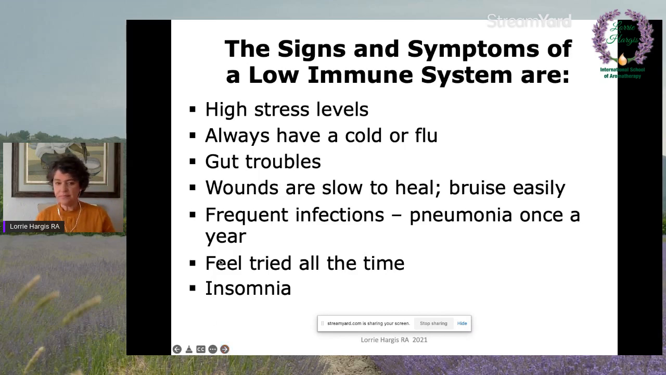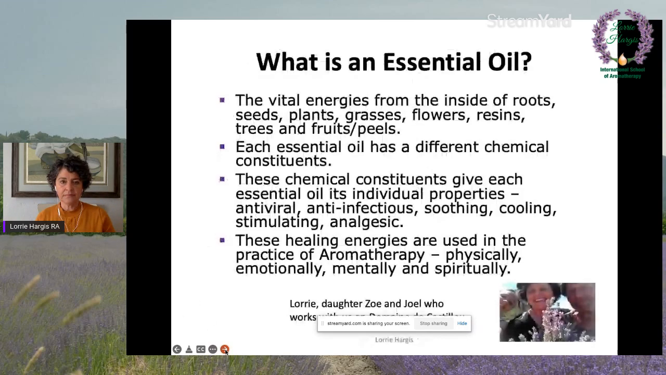Food is one of your best medicines, along with essential oils. So what is an essential oil? The vital energies from the inside of roots. Can anybody name us in the comments a root that is made into an essential oil?